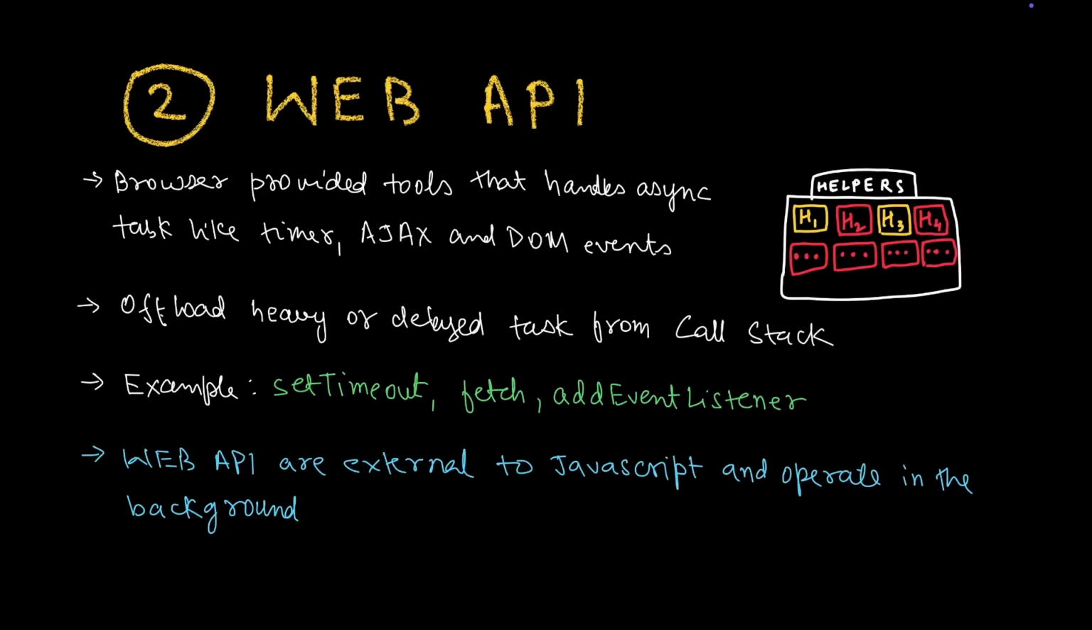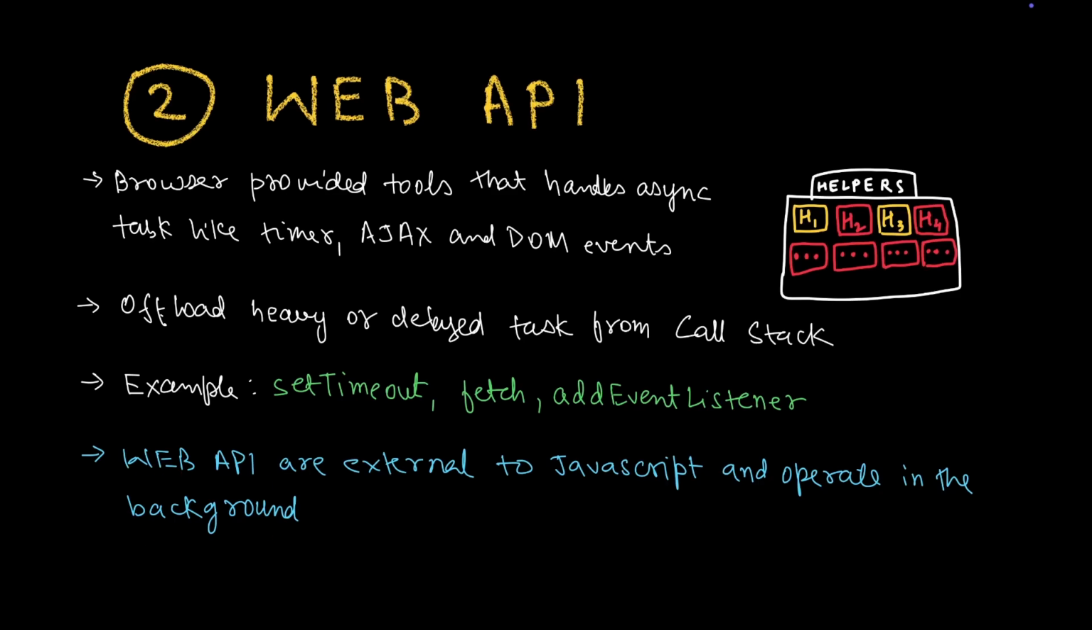Now let's move to the next thing. Then we have the web API. Web APIs are browser-provided tools that handle async tasks like timers, Ajax and DOM events. You know, JavaScript itself doesn't have the feature of setTimeout or setInterval. It comes with the web API. It offloads heavy or delayed tasks from the call stack. So it's basically a helper, which we have seen in our previous chef example. Examples are setTimeout, fetch, addEventListener and all that. Web APIs are external to JavaScript and operate in the background.